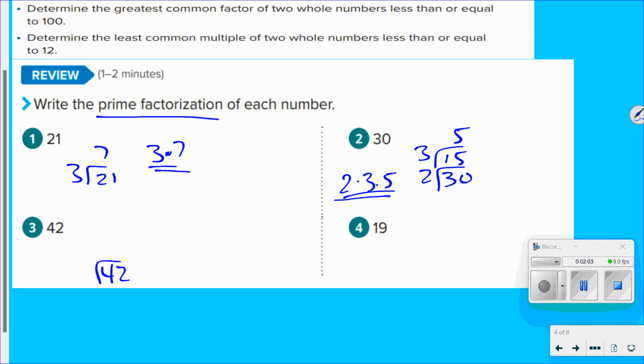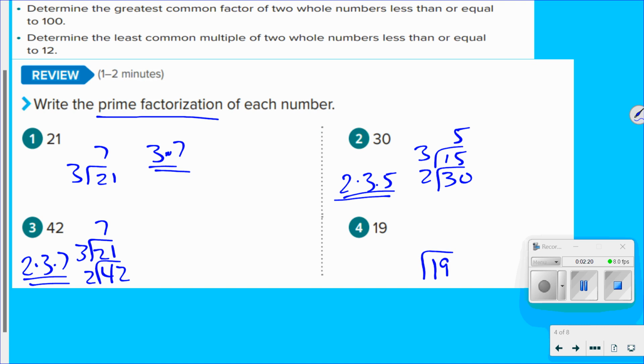42, can I divide by 2? Yes. 21, can I divide by 2? No, by 3. Yes. 3 and 7. 2 times 3 times 7.